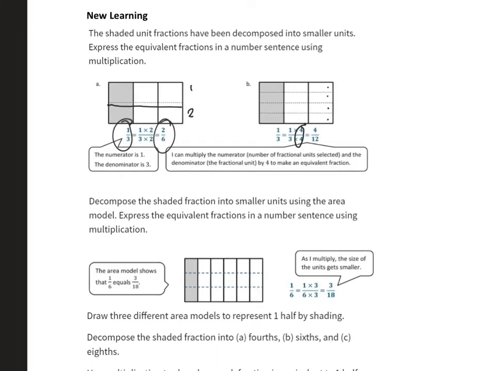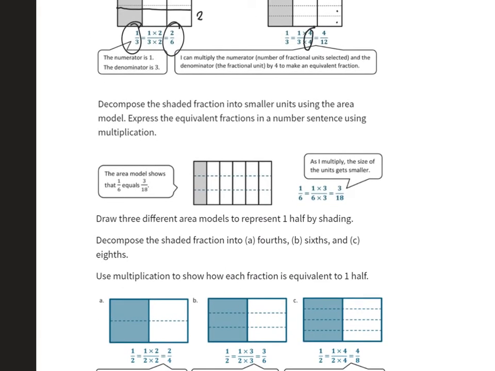Same thing down here. 1/6 is the same as 3/18. They multiplied by 3 because we have 1, 2, 3 rows.